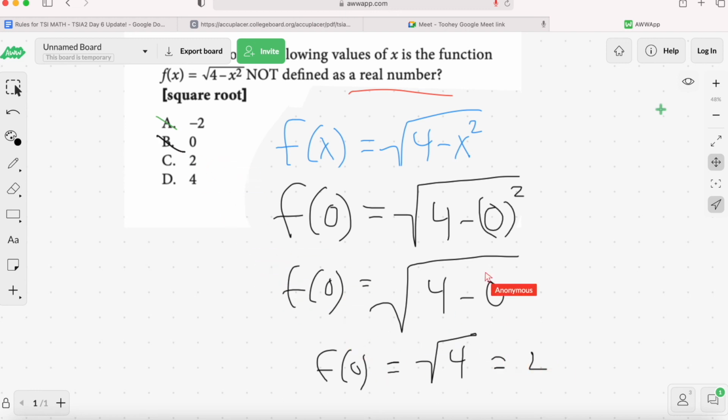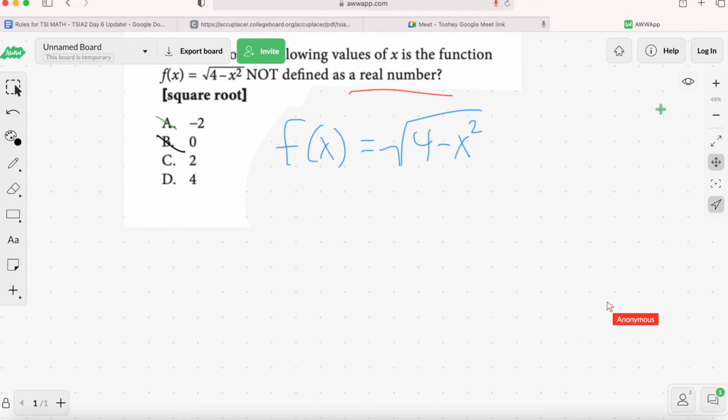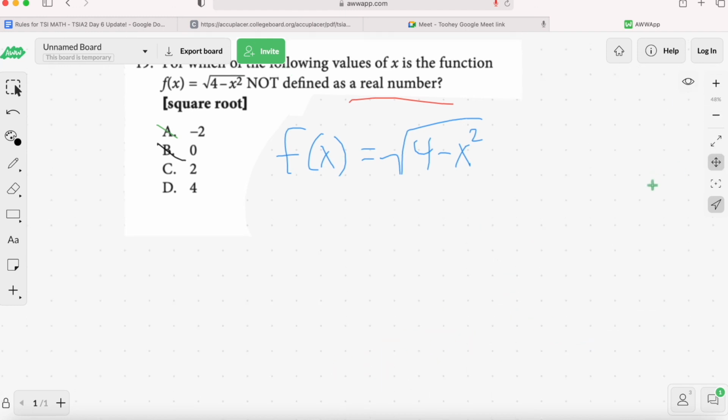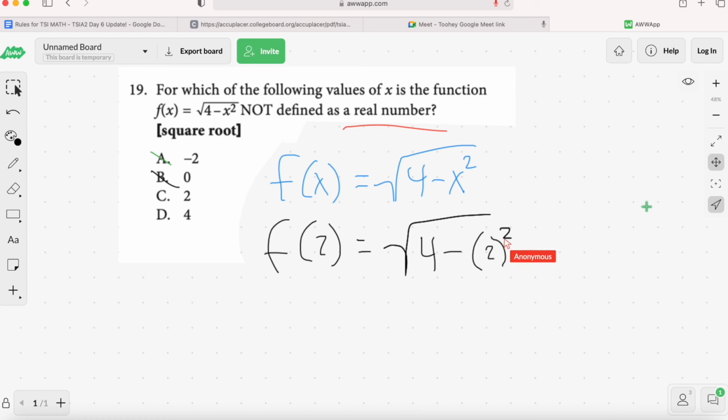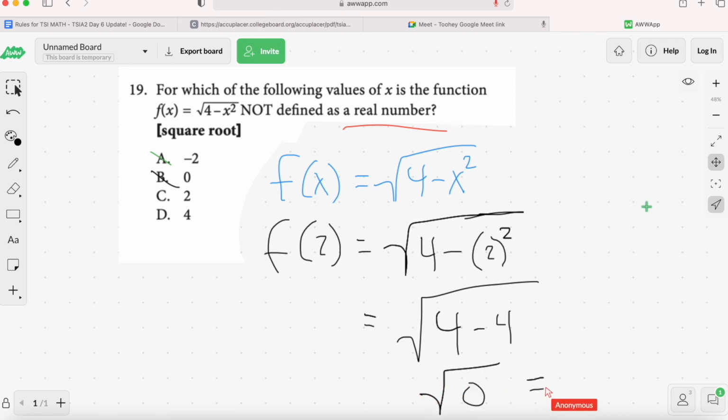Let's do it again. Clear some space. Okay, so we're plugging in a 2 for x now. We'll find f of 2. f of 2 equals square root of 4 minus, parentheses, 2 squared, all that under the square root sign. Make that really clear. So what does that equal? 2 squared, that's 4. So 4 minus 4 is 0. Square root of 0, we've already done that. Square root of 0 is just 0. So f of 2 equals 0. That's a real number. So C's gone.